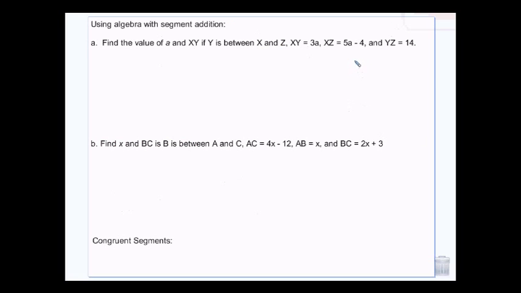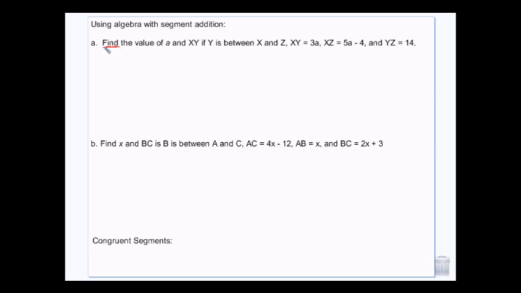Okay, now here's where we throw in some more of the algebra. When you get a sentence like this, we need to convert this sentence into a problem. Find the value of a and xy if y is between x and z, xy is 3a, xz is 5a minus 4, and yz equals 14. Can you just write that into a math problem right now? It's too confusing, right? Draw a picture.